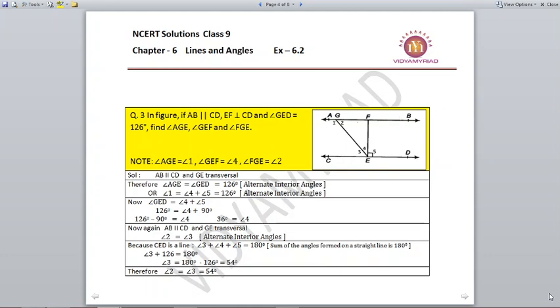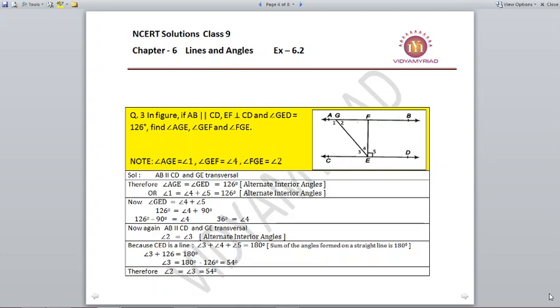Now let us first consider AB parallel to CD and GE transversal. In that case, your angle 1 will be equal to angle 4 plus 5, which means your angle AGE will be equal to angle GED. Both are equal to 126 degrees. You are given that GED is 126. So, your angle 1 will also be equal to 126. The reason why they are equal is because of alternate interior angles.